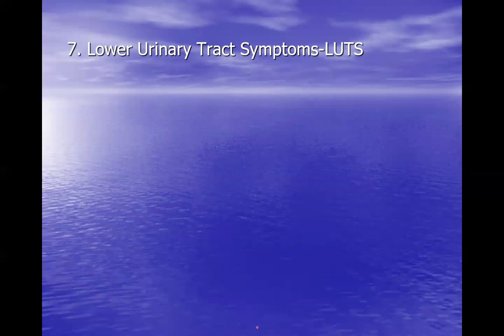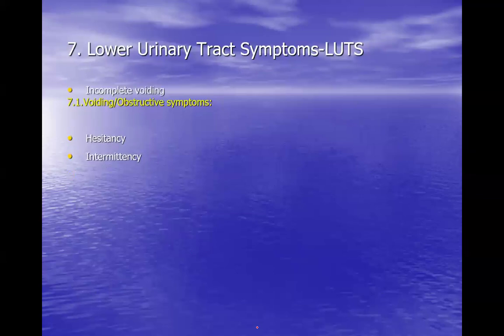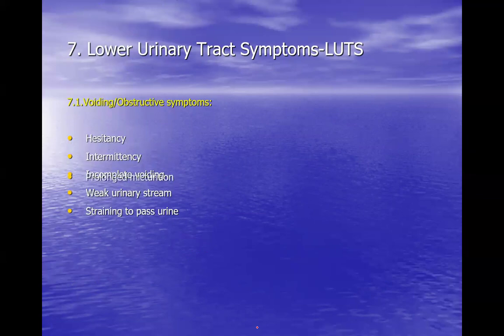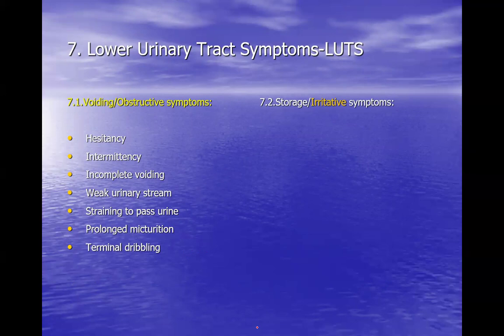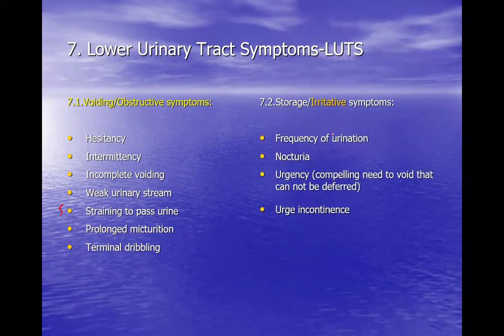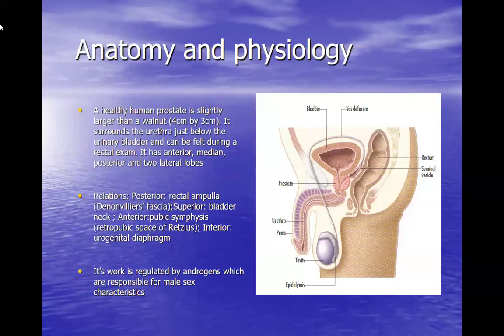We talked about how this leads to lower urinary tract symptoms. These symptoms could be of two types. They could be voiding or obstructive symptoms, which include hesitancy, intermittency, incomplete voiding, weak urinary stream, straining to pass urine, prolonged micturition, and terminal dribbling. The other type is storage or irritative symptoms, which include frequency of urination, nocturia, urgency, and urge incontinence.